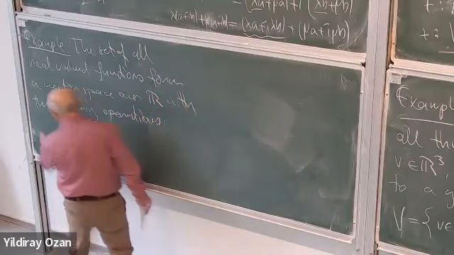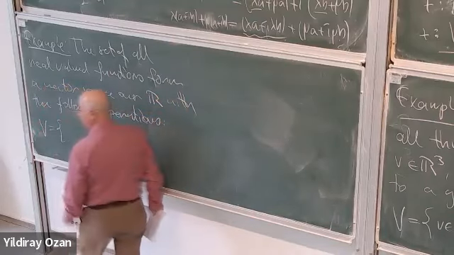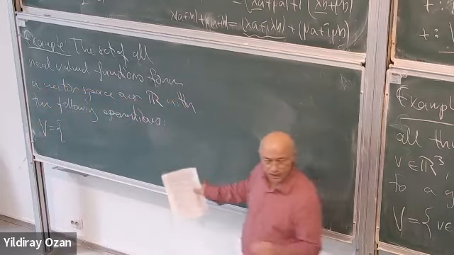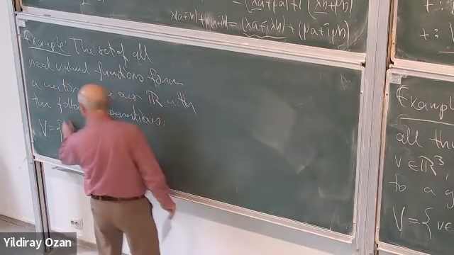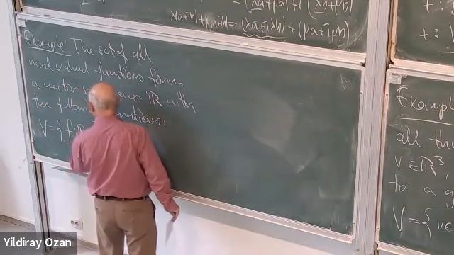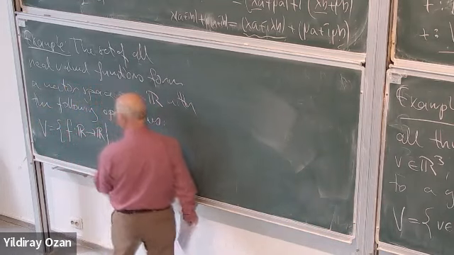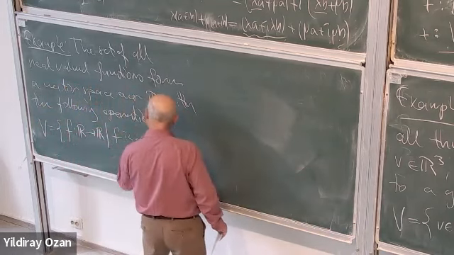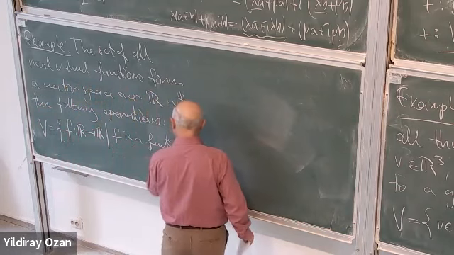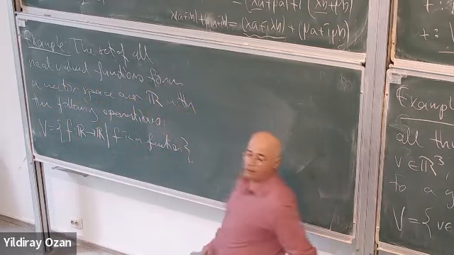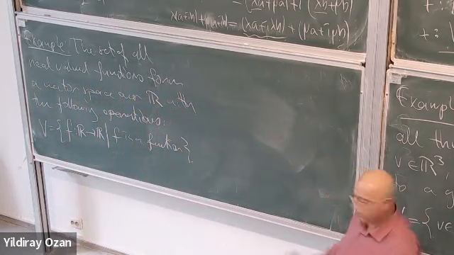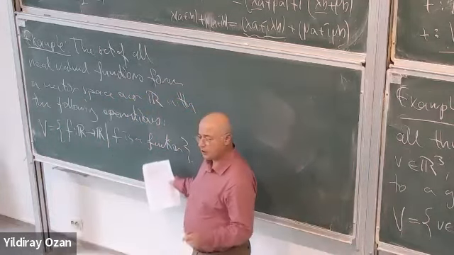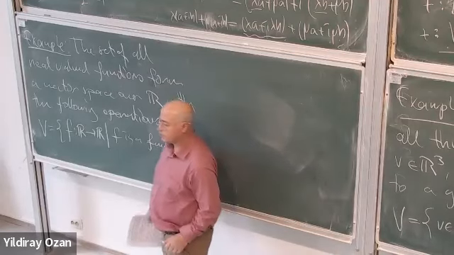So V is the set of all real valued functions. I didn't tell you actually functions defined on which set, but let's just take, for example, the set R. So functions from R to R. Okay, X is a function. So this is my vector space. I have to tell you what the addition operations and scalar multiplication operations are.